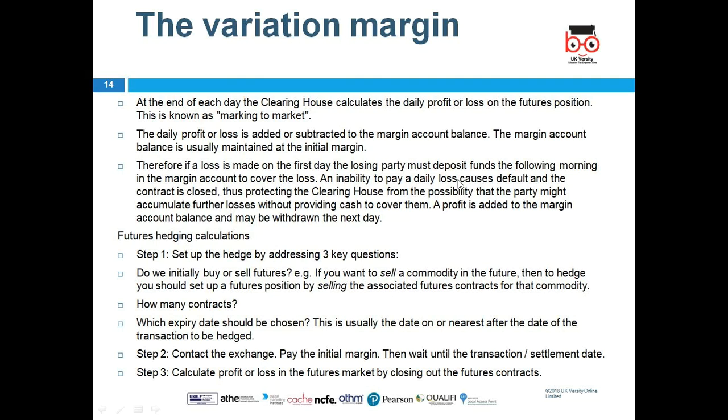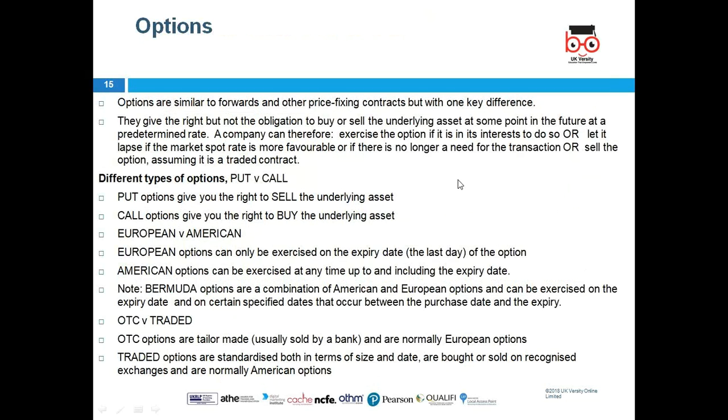Okay, so next now, options. What is meant by options? Options are similar to forwards and other price fixing contracts, but with one key difference: they give the right but not the obligation to buy or sell the underlying asset at some point in the future at a determined rate.